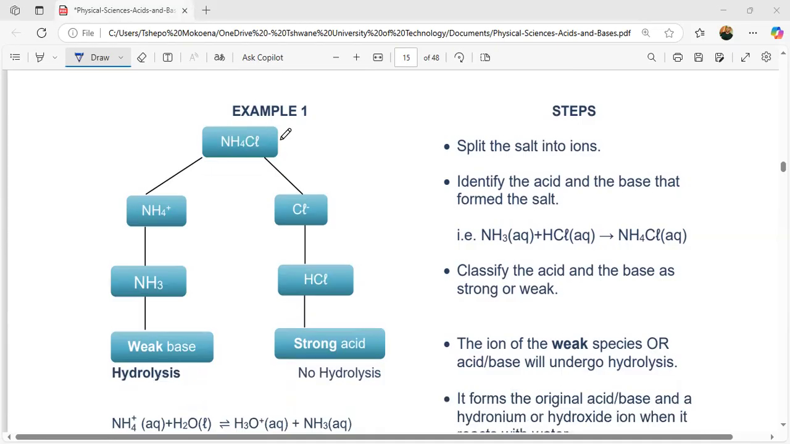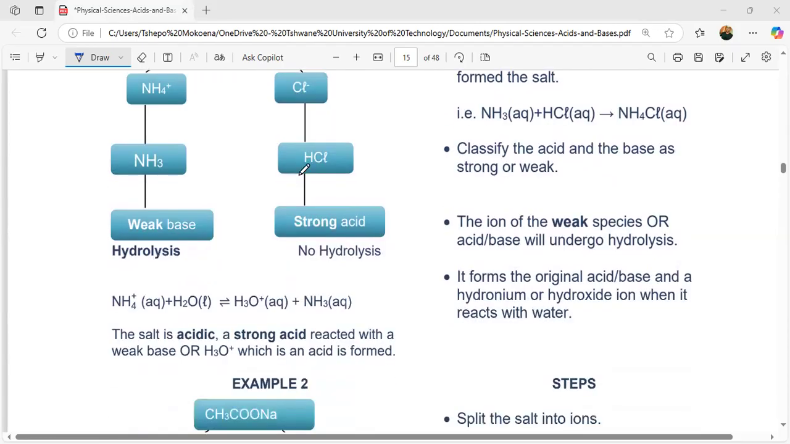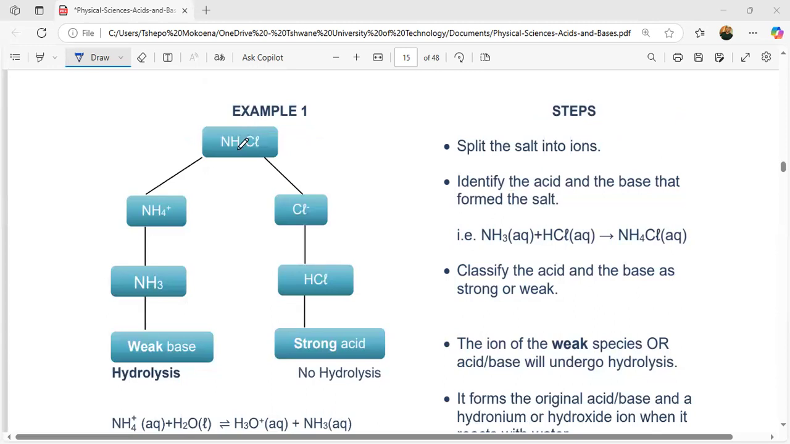In the exam, they just give you the salt and they ask you to determine if this salt is acidic. Is this salt from a strong acid? Is this salt from a weak acid? Is this salt from a strong base? Is this salt from a weak base? You need to know all of those things.